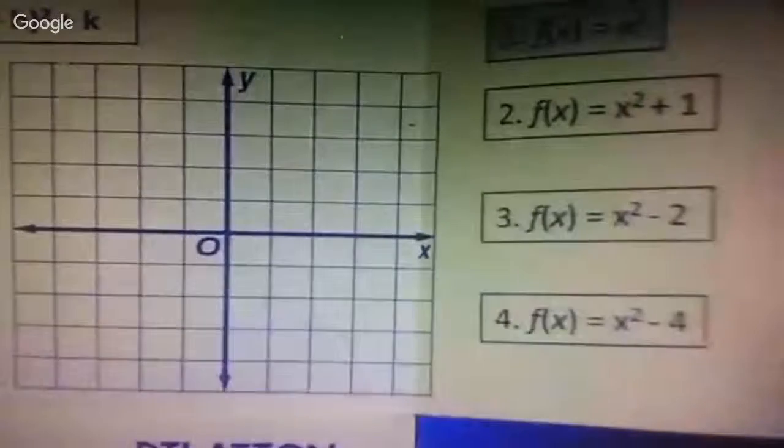Okay, again, everything starts with our parent function. So we're going to put our parent function on here again. Here's my parent.